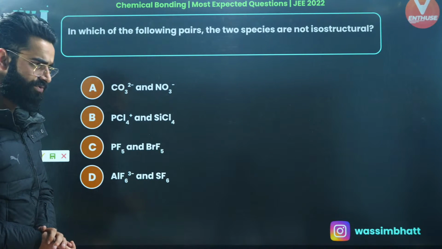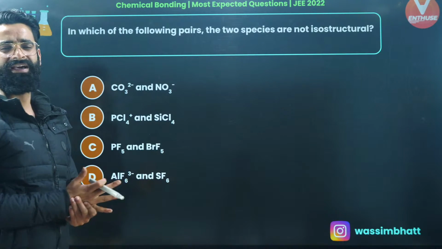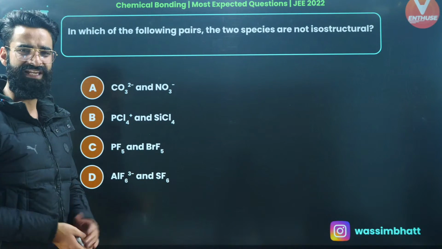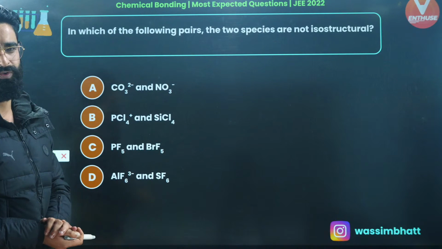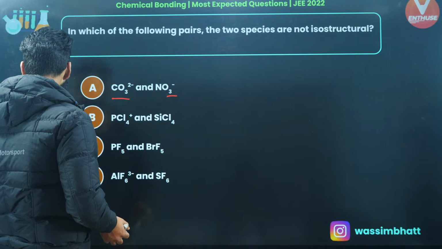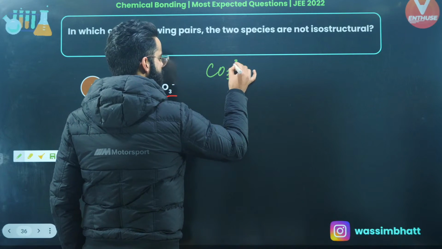So whenever this sort of a question comes in which you need to check which of the following pair of molecules are isostructural, just calculate their hybridization. If the hybridization comes out to be same, they are going to be isostructural. If not, they are not going to be. For example, CO3 2-, NO3 negative. If you talk about CO3 2-, right?